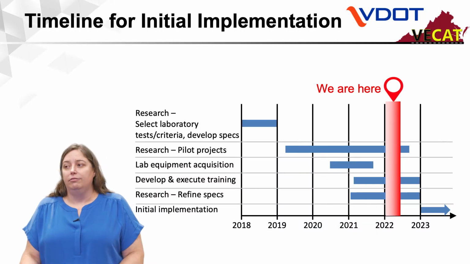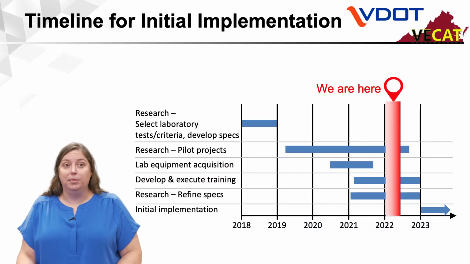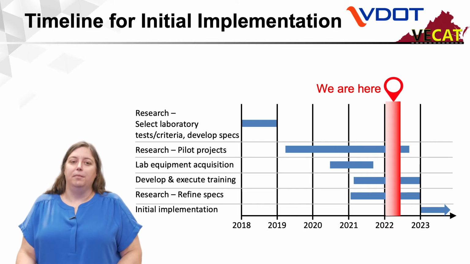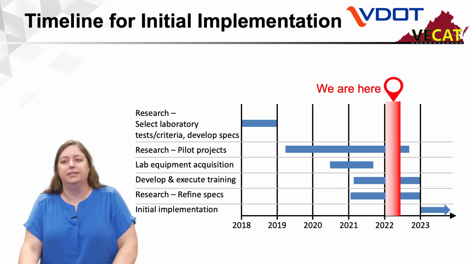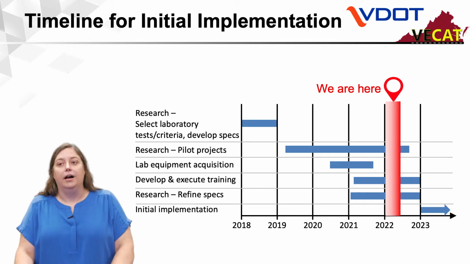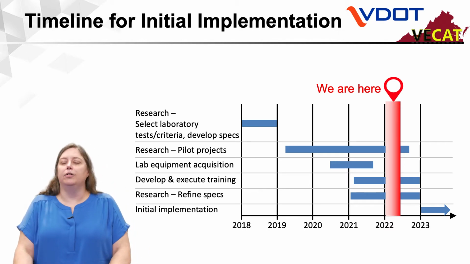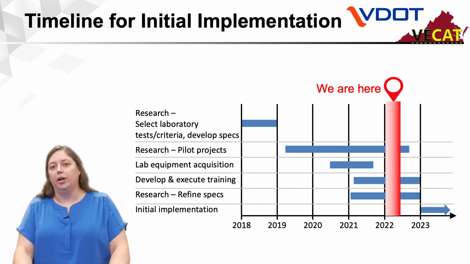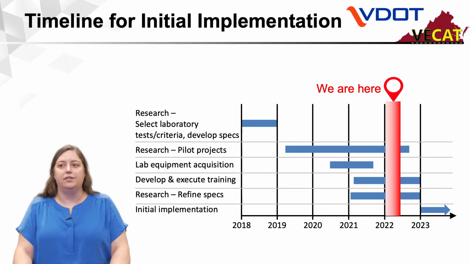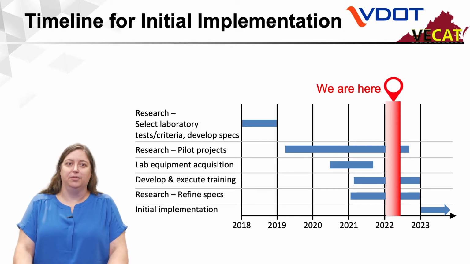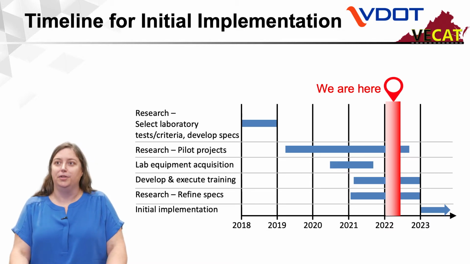First off, VDOT is in the process of implementing Balanced Mix Design, and this is an example of our timeline. We've been working on Balanced Mix Design since 2018, and we've been doing research, buying equipment, and working with the industry to get trial sections out. Finally, here in 2022, we're ready to start rolling out some preliminary implementation along with training.